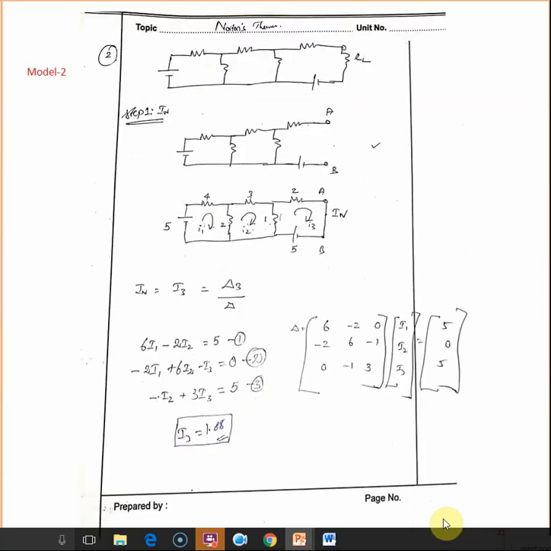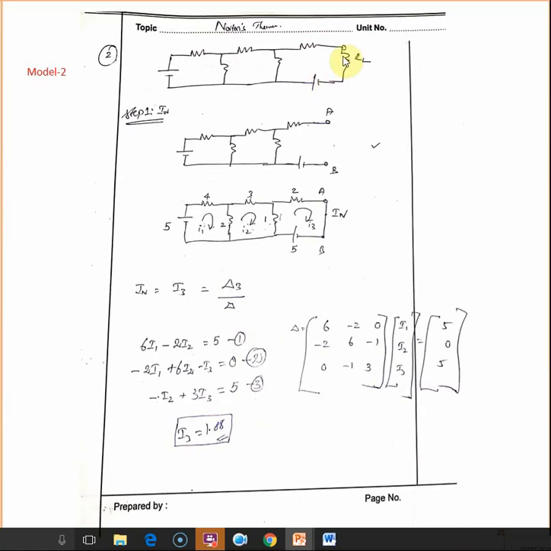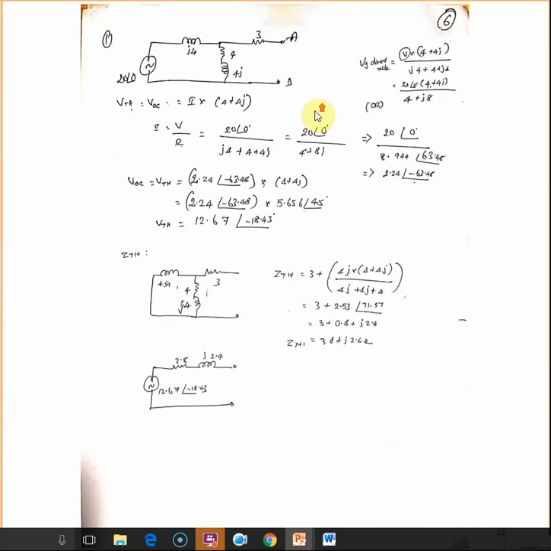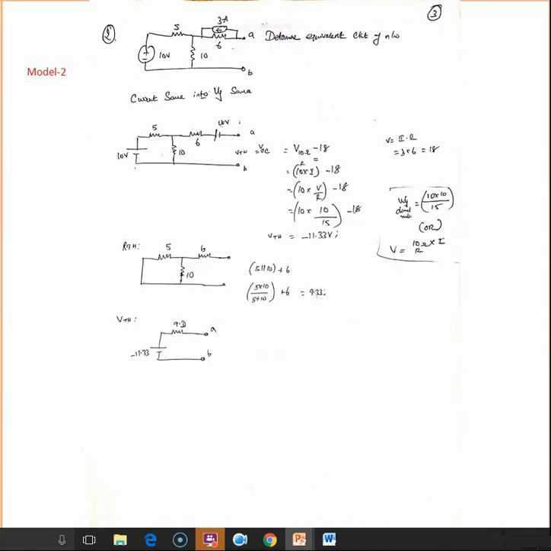This is stage 2 and stage 3 I explained. What is stage 2? 3 loops are there. Stage 3 has 2 voltage sources. If it is so, you will understand. Yes, next stage. Let's go to the next stage. One more problem we are going to see.